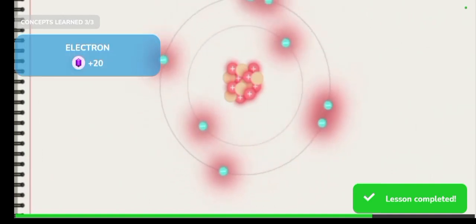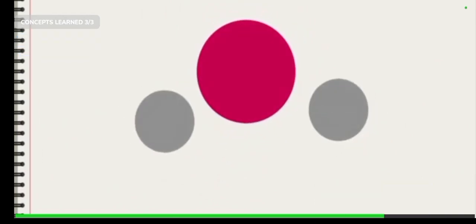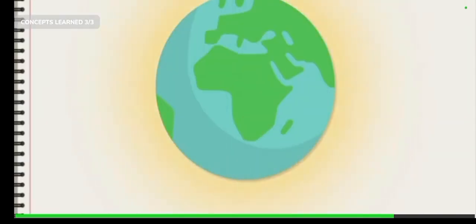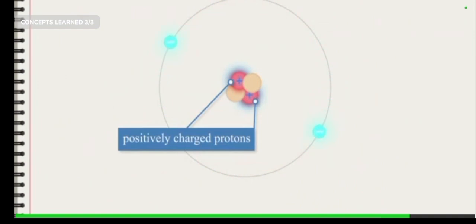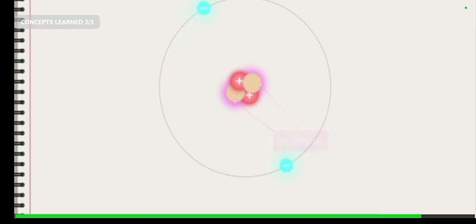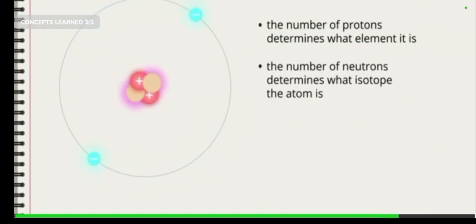Electrons, especially those in the outermost layers, allow different atoms to react with each other. This way, individual atoms can combine with others to form molecules. So now we know all matter in the world is made up of tiny atoms. Atoms themselves are made up of even tinier particles. Positively charged protons, negatively charged electrons, and neutrons that have no charge. Protons and neutrons are clustered in the nucleus at the center of the atom. The number of protons in the nucleus determines what element the atom is. And the number of neutrons tells us what variant of an element, what isotope, the atom is.